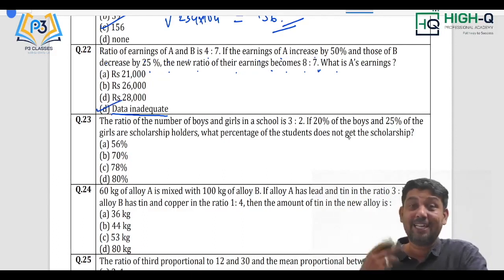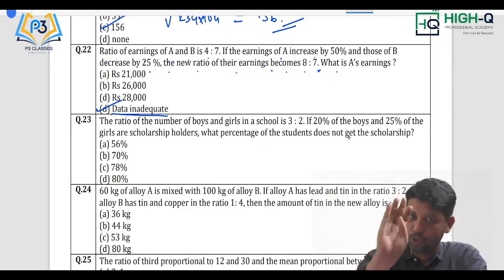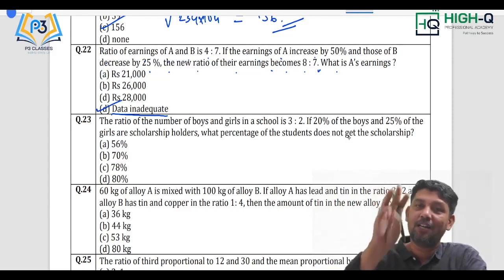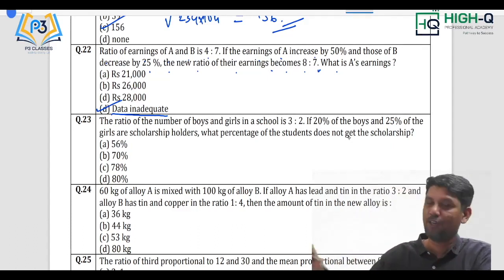No, sir. I can use the trial and error method to get the answer. Of course, you can use the trial and error method. And none of the options are satisfying this trial and error method. A also not satisfying, B also not satisfying, C also not satisfying.